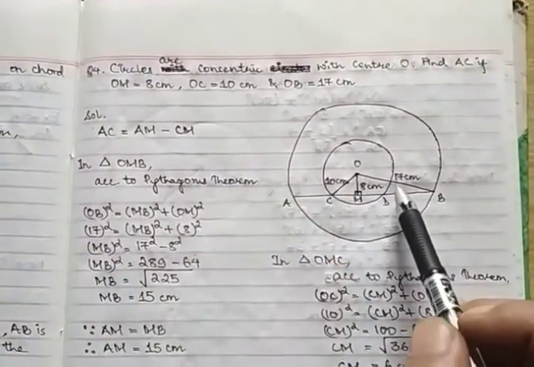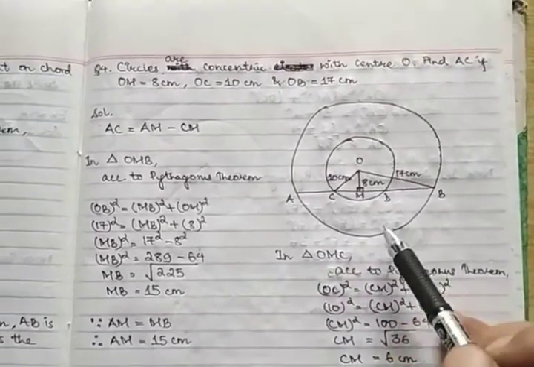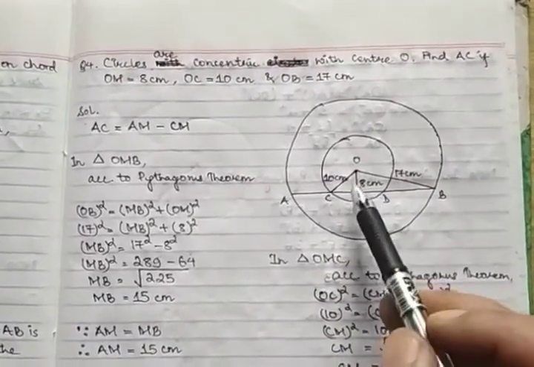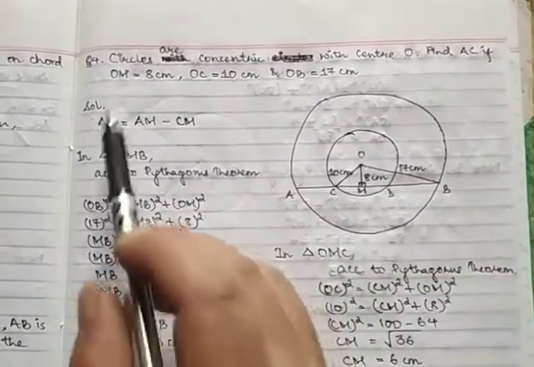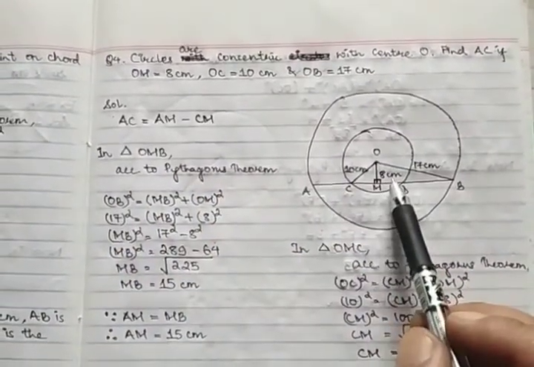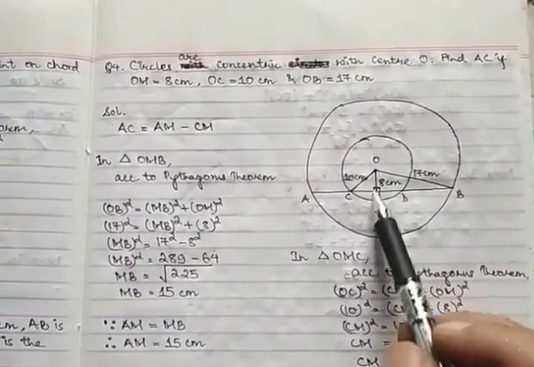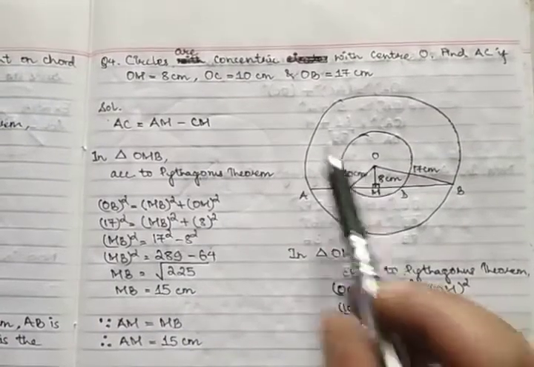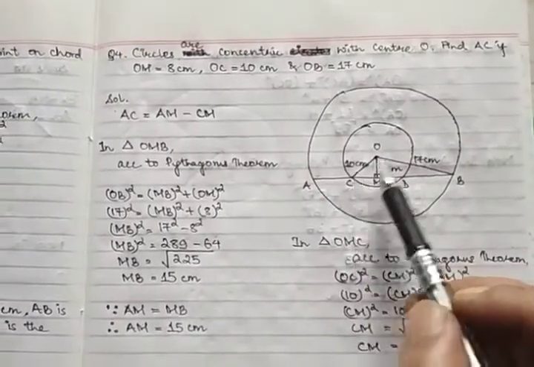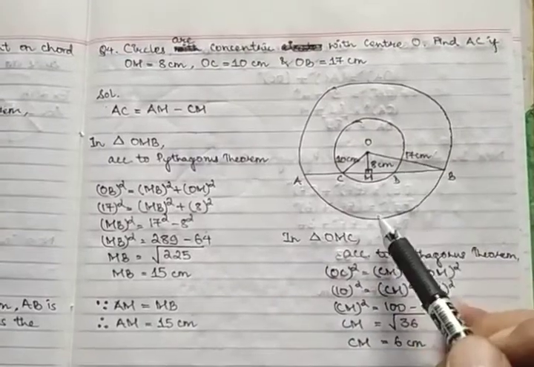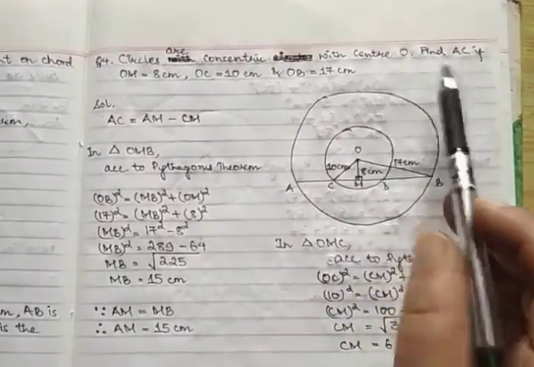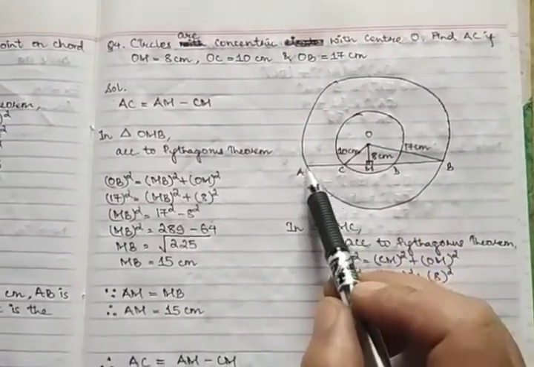Now what you need to find is, find AC if OM equals 8 centimeters. All the terms are given. I guess the figure for this sum is given. So OM is given as 8 centimeters, that is the perpendicular distance. OC is given as 10 centimeters, the smaller radius. OB is given as 17, the greater radius. We need to find AC. AC means this distance we need to find.